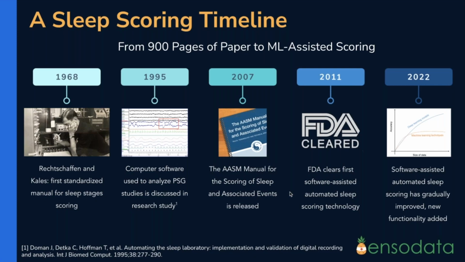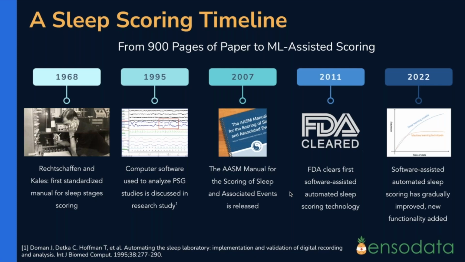In the mid-90s, all of those hard copies were digitized into PSG viewers, which are computer software. In 2007, the American Academy of Sleep Medicine published the very first manual for scoring of sleep and associated events. It was released in 2007.